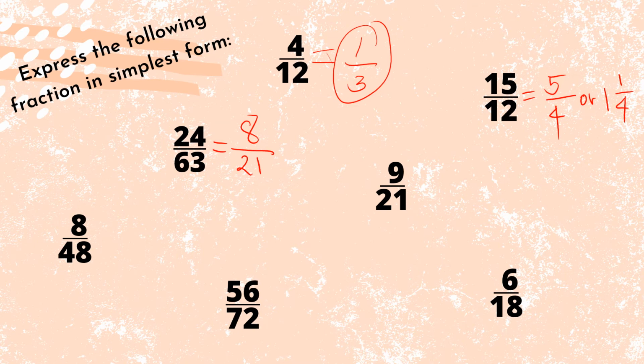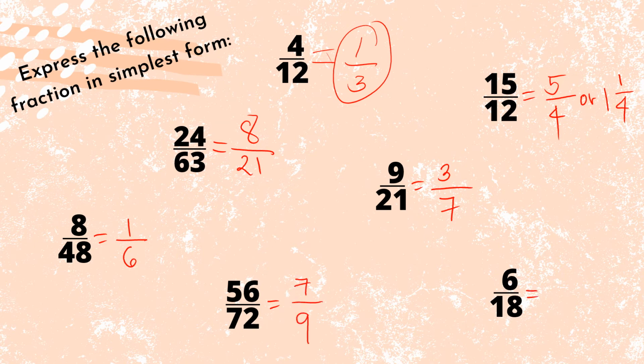Next, we have 9 over 21. So, their common factor is 3. So, this will be 3 over 7. And for 8 over 48, the common factor is 8. So, the simplest form would be 1 over 6, no? Next is 56 over 72. So, the common factor is 8, no? Common factor nila is 8. And that will be 7 over 9.